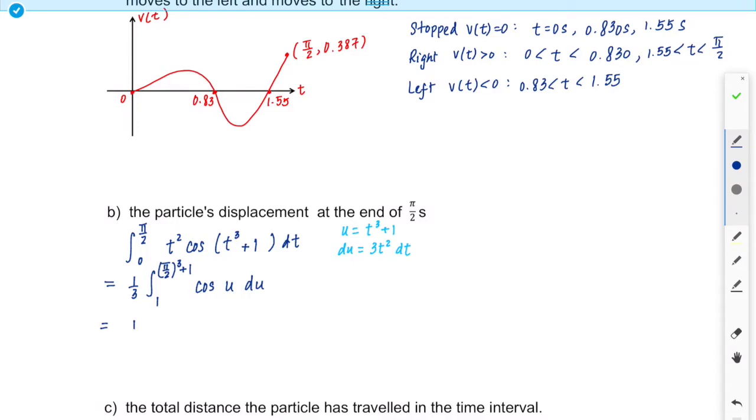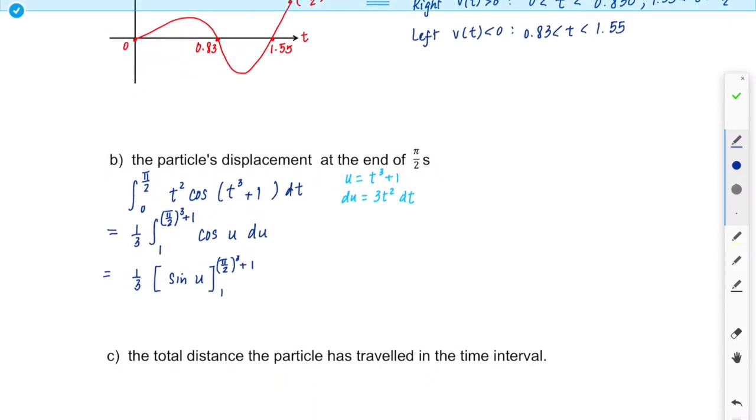All right. So 1/3, the integral of cosine is sine u, and I have going from 1 to pi over 2 cubed plus 1. Okay, and if you wish, you could also do this on your calculator because you're allowed in this case. Remember, going to math and then number 9 helps you to find a definite integral. It works out to about negative 0.609 meters. Okay.